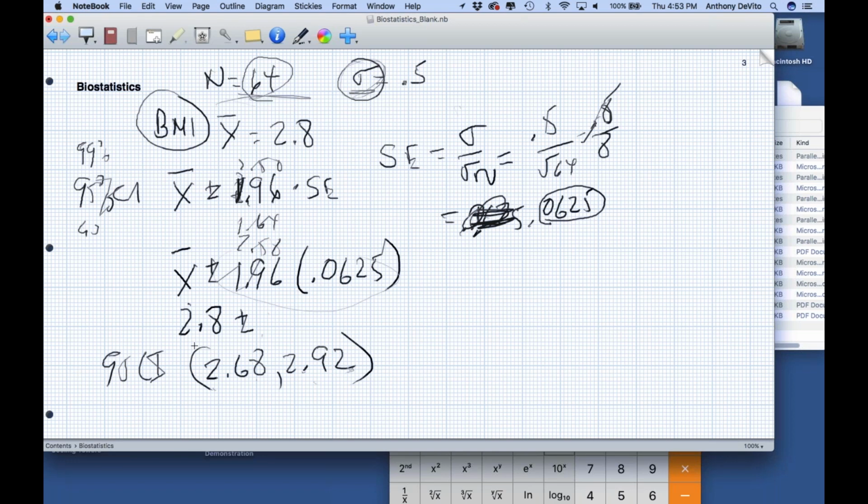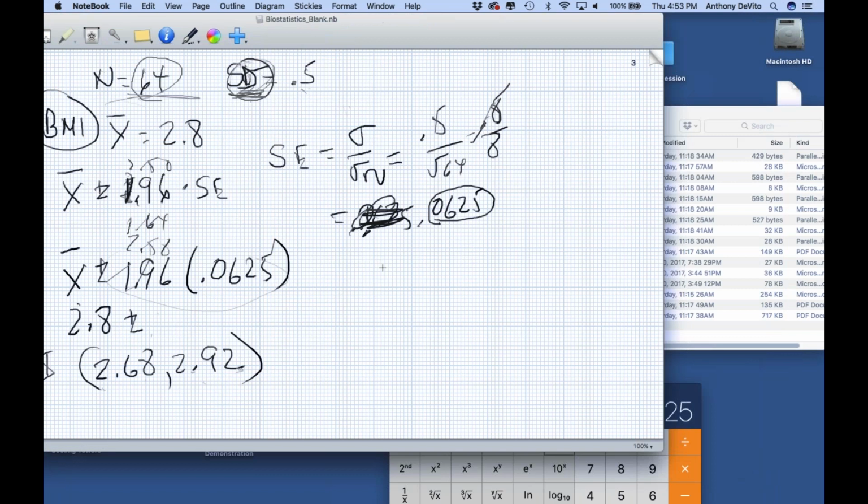So now, what if we didn't know that the standard deviation of the population was 0.5? What if the 0.5 was what we got from the sample? In other words, for the 64 people that we sampled, the standard deviation was 0.5. Well, we do exactly the same thing: x bar plus or minus, except this time we would use a t-score instead of a z-score. The t-score for alpha equal to 0.05, a 5% chance of being wrong, or a 95% confidence interval, times our standard error.